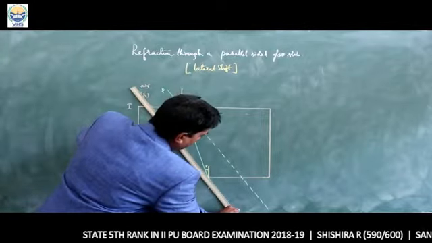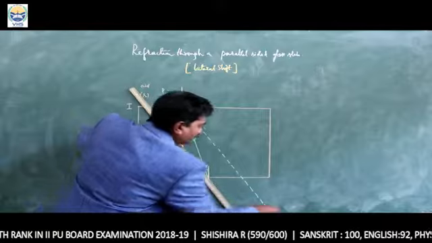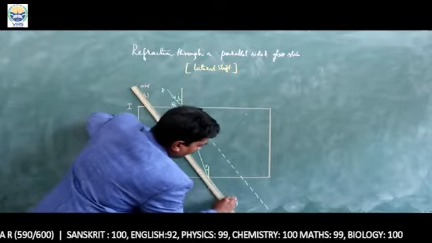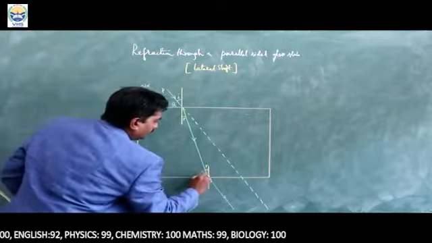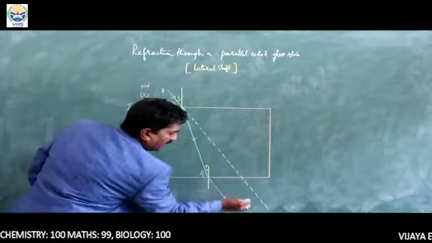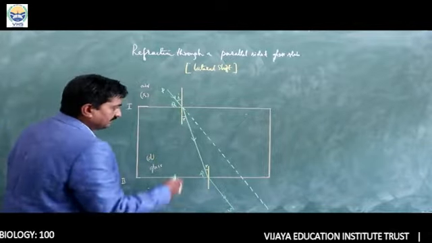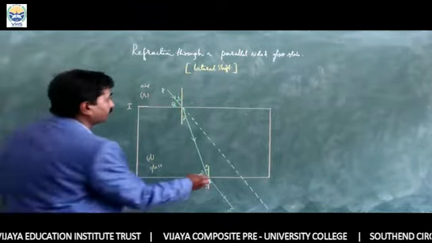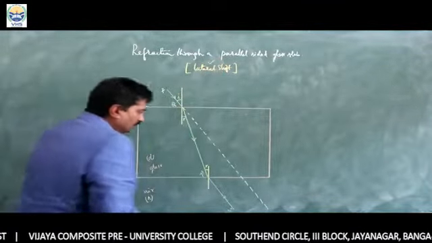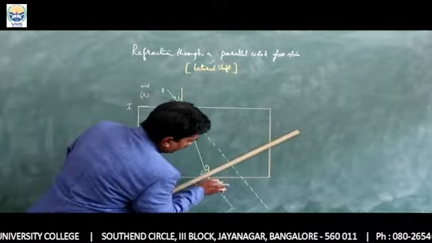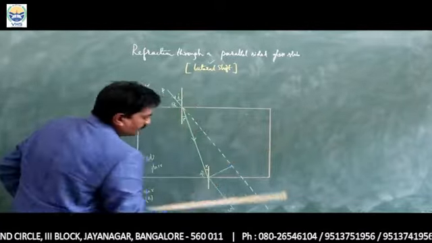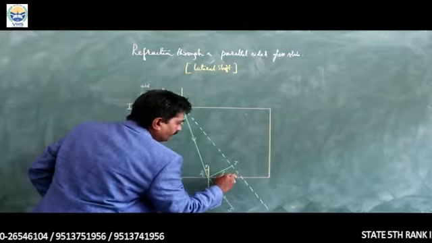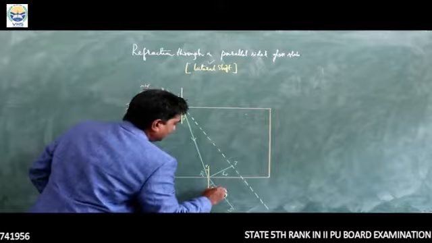And it is observed that this is the emergent ray. The emergent ray RS is parallel to the incident ray produced. That means there is a sideways shift for a ray of light incident on a parallel sided glass slab. This sideways shift is known as the lateral shift. It can be measured by drawing a perpendicular line on the incident ray from this point. So RT gives the lateral shift. The angle of emergence is I dash.